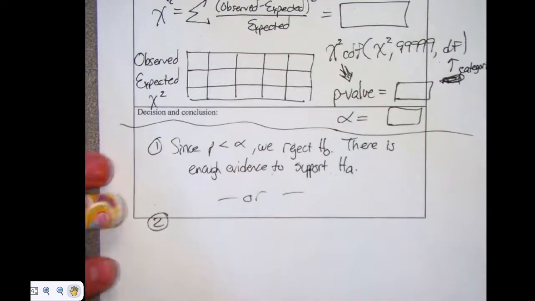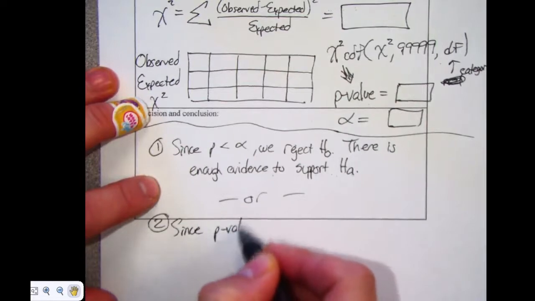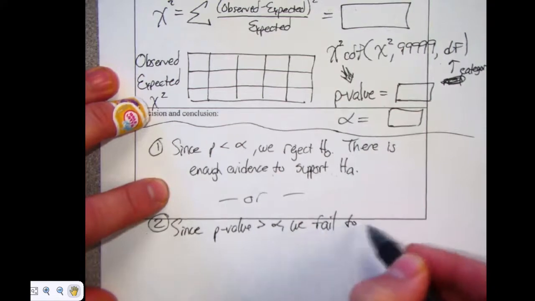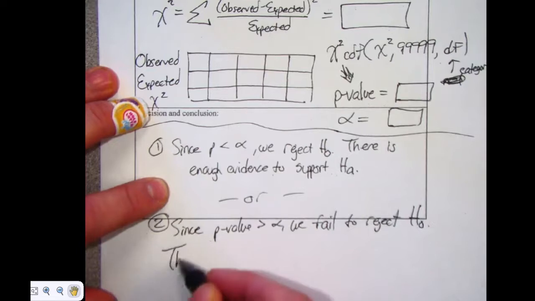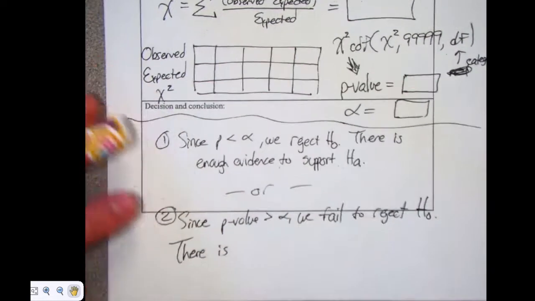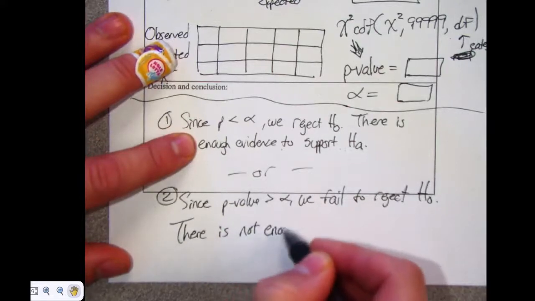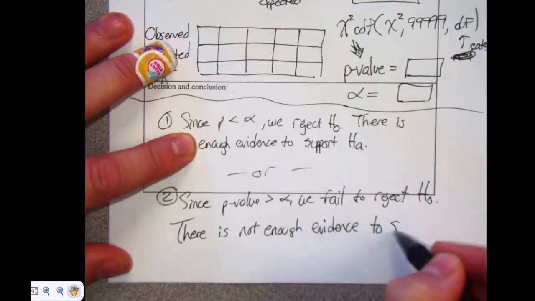Or the opposite: since the p-value is greater than alpha, we fail to reject H naught, which means there is not enough evidence to support H A.